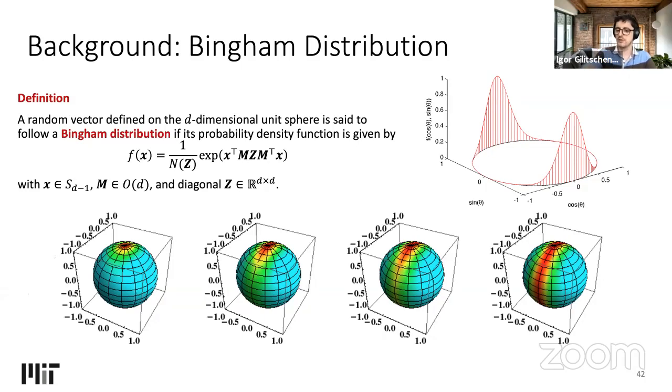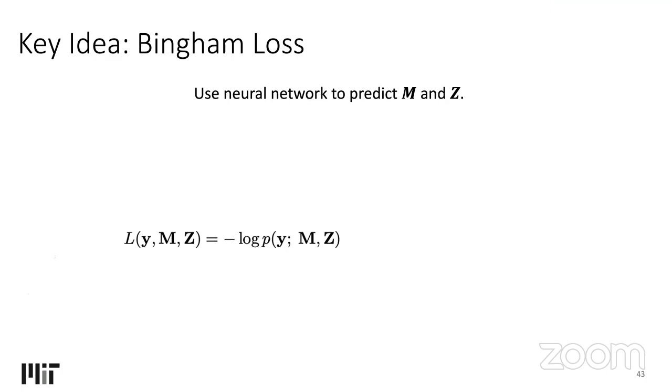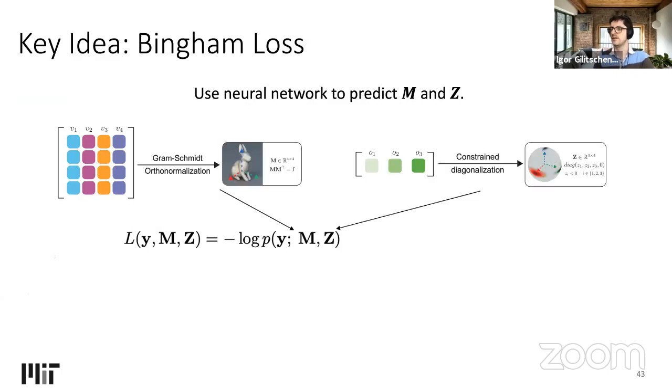The contribution of this work that we presented at ICLR was basically similar to doing probabilistic deep learning with Gaussians, where you predict a mean and variance. But instead of predicting mean and variance, we predict the parameters of a Bingham distribution, which are the parameters M and Z. M can be roughly thought of as the mean of the Bingham, and Z is roughly like the variance parameter. It's a little bit simplified, but for the intuition, it helps.